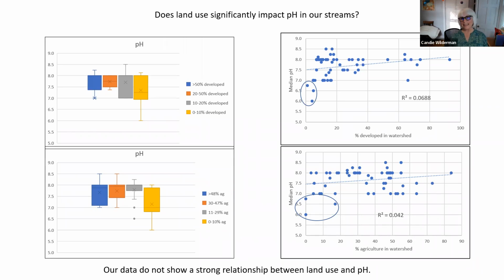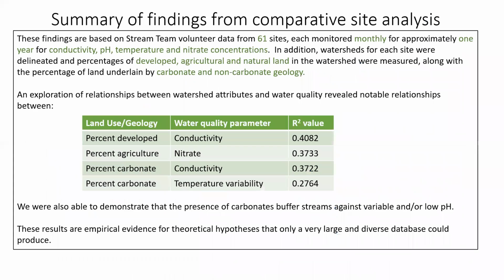And then finally, does land use impact pH? I've got to tell you, folks, I couldn't find anything here. I found that R² values are low. The box and whisker plots do not show a strong relationship between land use and pH. Okay, so let's summarize a little bit here, and then I'm almost done, so hang in there.